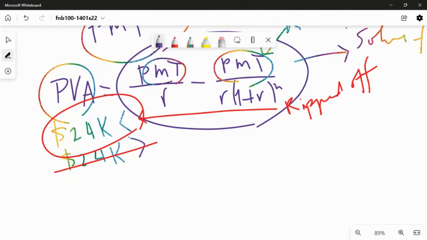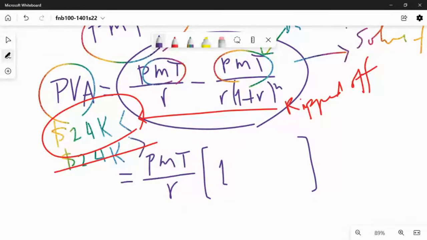But there's a good reason why I put it this way. Think about it. What is the common factor? The common factor is payment over R. So if you factor out the common factor, it will be simplified. This term, payment over R, will be 1 because you factored it out. The term on the right will be 1 over 1 plus R to the n, right?